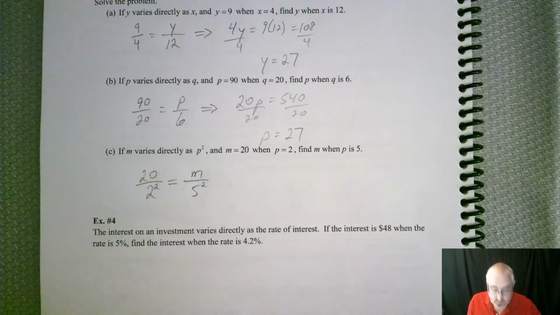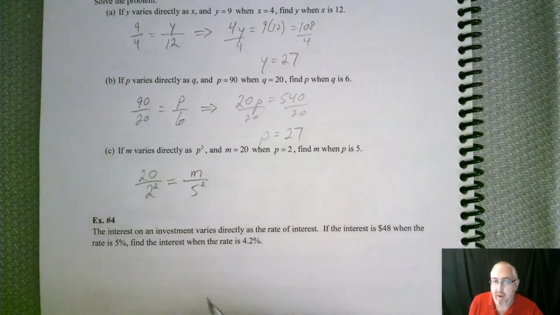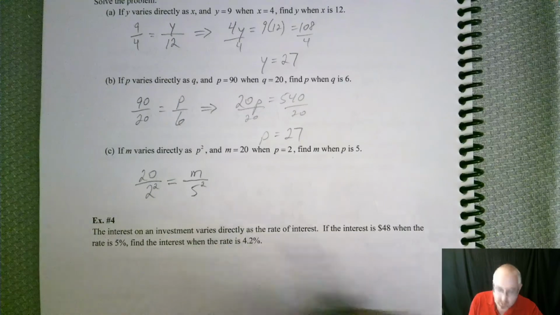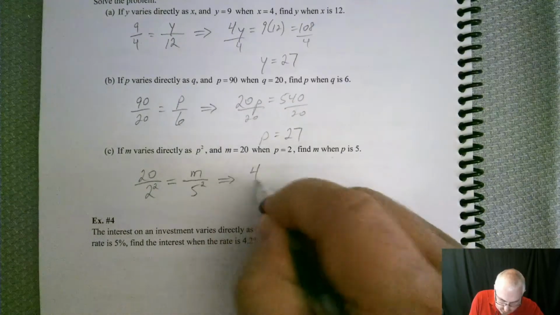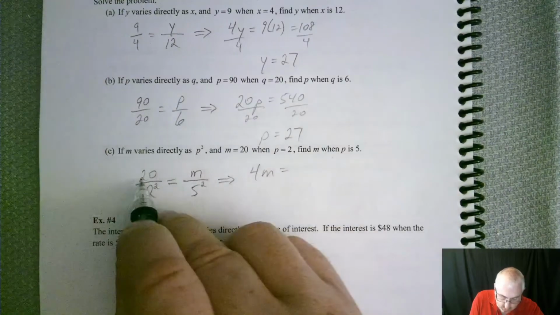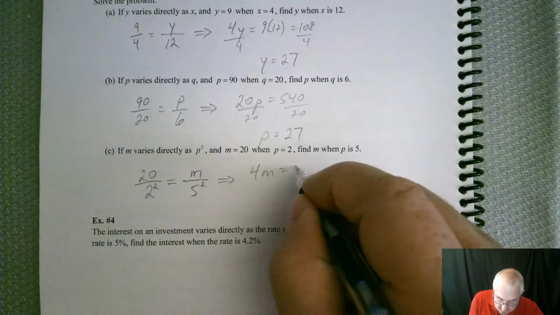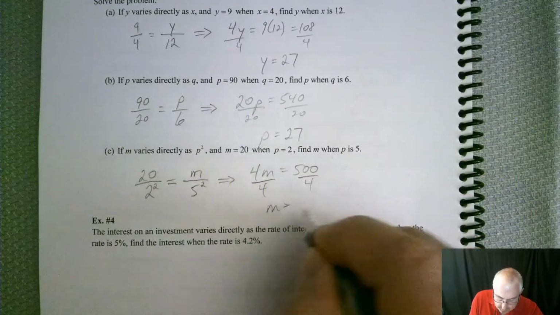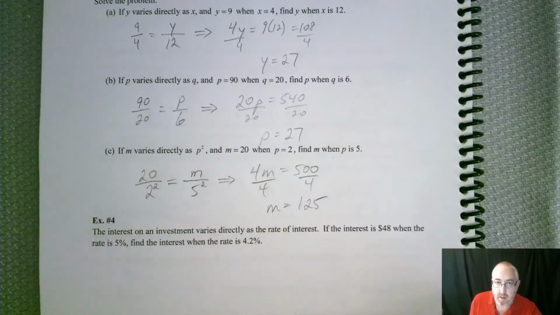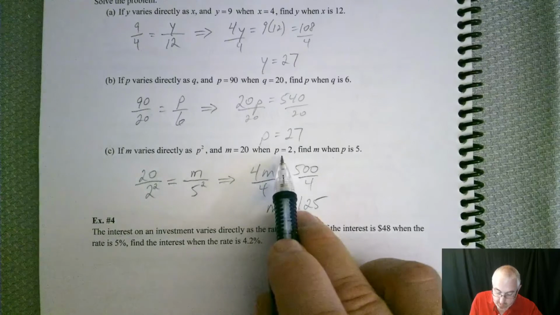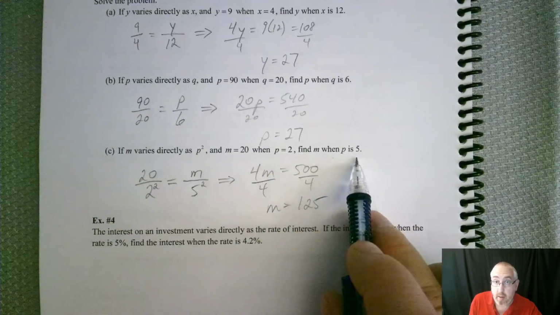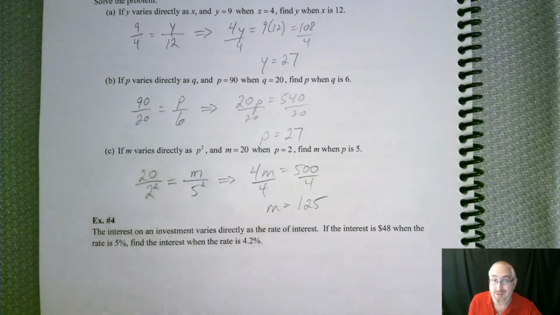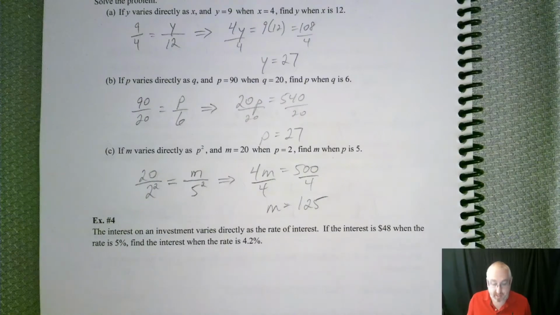So now we can square these. We can probably do that in our head, right? So we know 2 to the second power is 4, 5 to the second power is 25. So let's just cut to the chase here. So we have 4 times m equals 20 times 25 is 500. So now let's divide by 4, and m is equal to 125. So let's see what happened. P got bigger, and so m should also get bigger, and it got a lot bigger because of that exponent, though. So it still does follow the same idea.